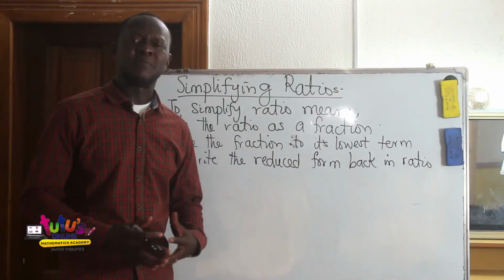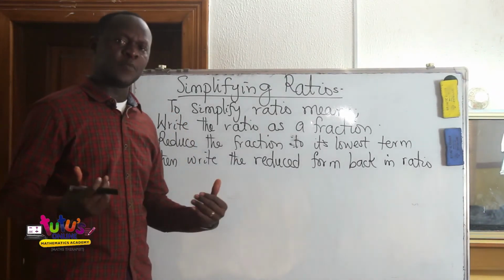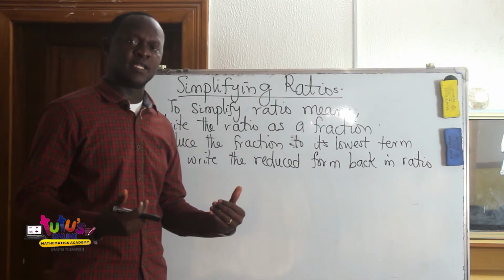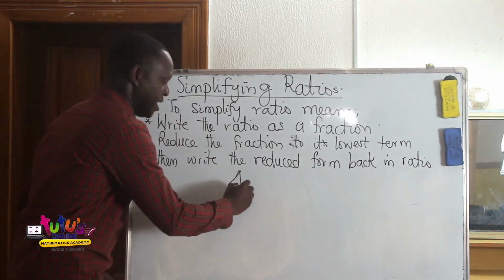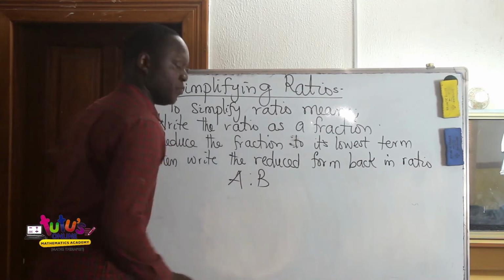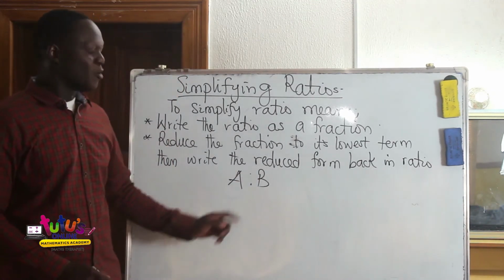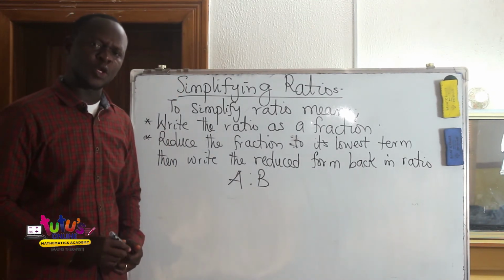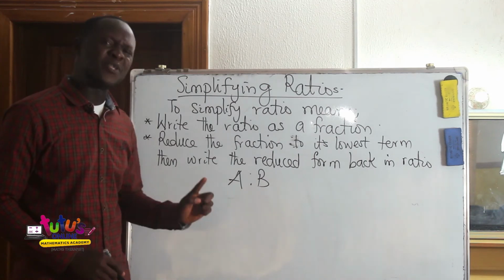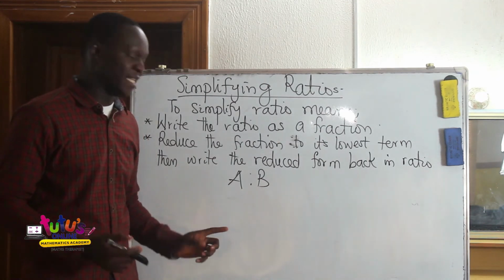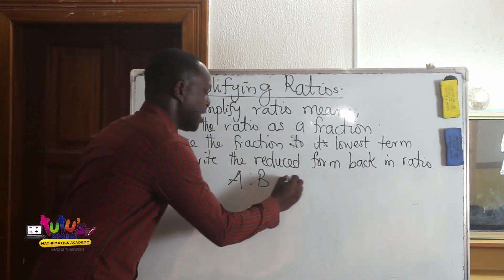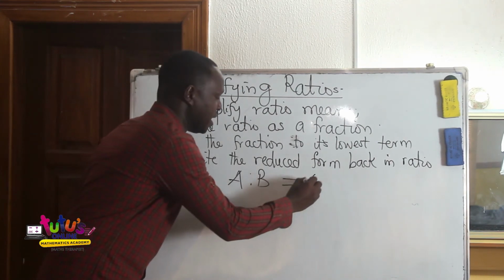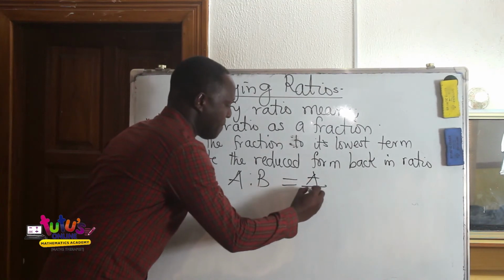So we're looking at simplifying ratios. From the previous class we just had, we saw that ratio can be written as A to B. I'd like us to note something here. Ratio can be written as a fraction. And how do you do that? It's going to be the first number over the second. So write this as a fraction. It's going to be A over B.